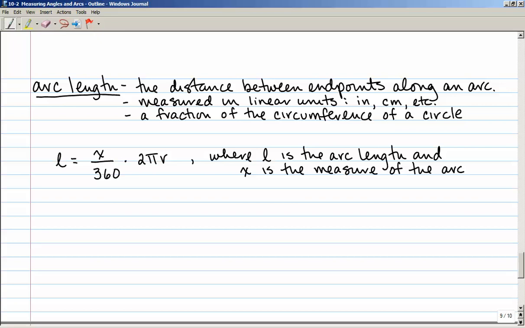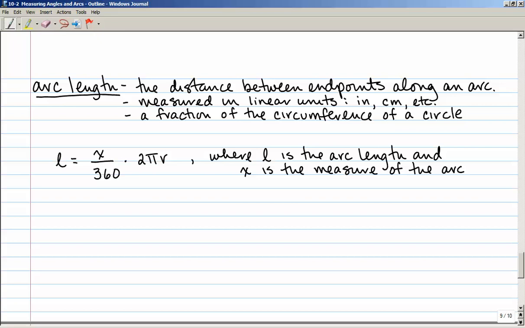So picture this. You have a pizza, and you have a couple of slices, and you want to measure how long the crust is on several of those slices. So you actually take a tape measure, and you lay it down, and you measure along, and it will tell you that that's, I don't know, 10 inches or something. That 10 inches is a fraction of the entire circumference of the circle.